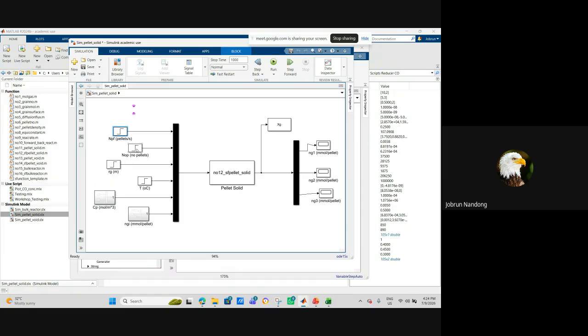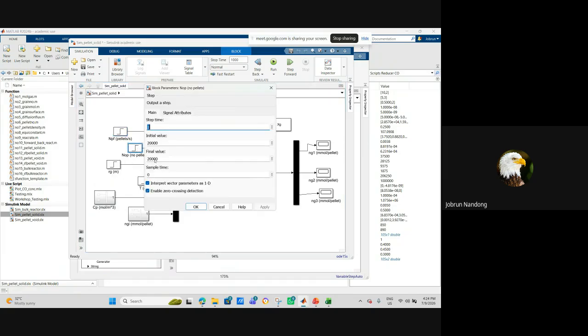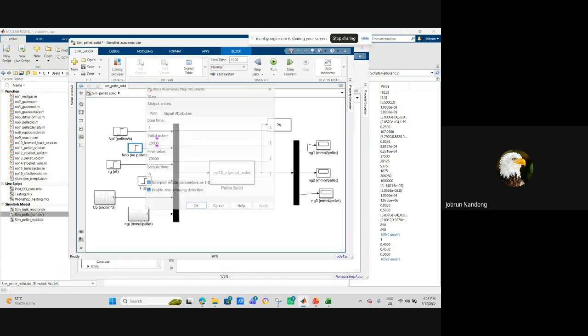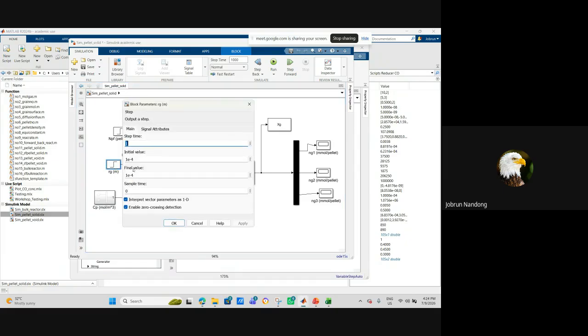And then the number of pallet, again, we put 200,000 there based on our calculation just now. 206,000 something, just put 200,000 there. So this is our baseline value. And the same thing also for RG. Our baseline value is 0.1 millimeter. Make sure initial equal to final.